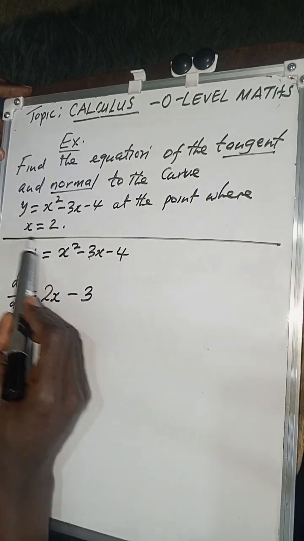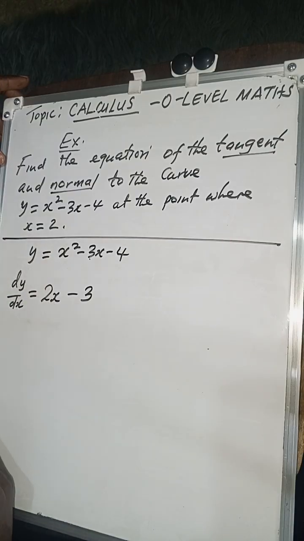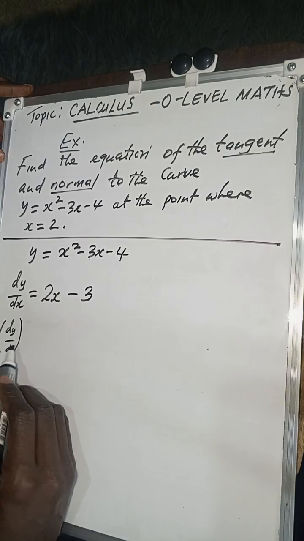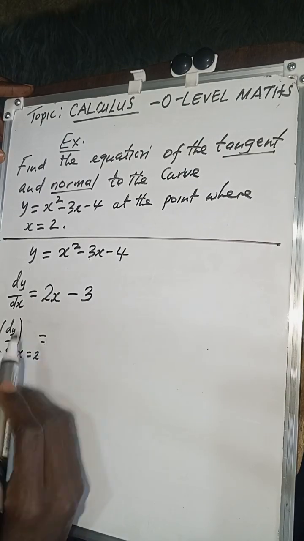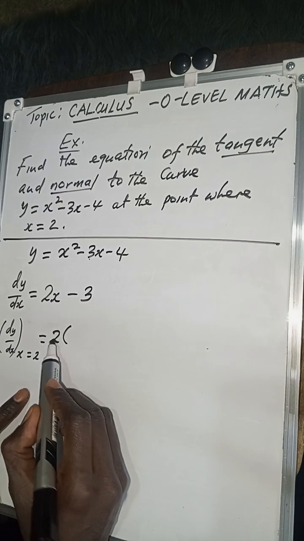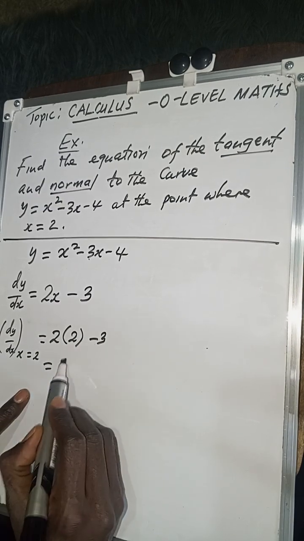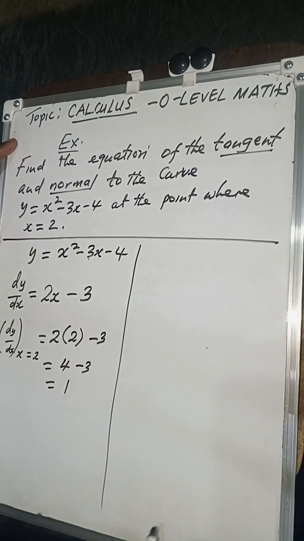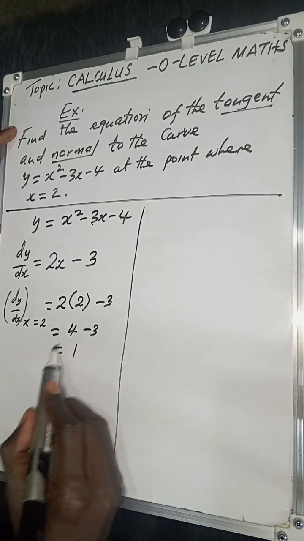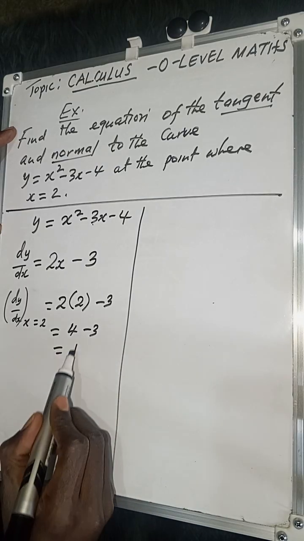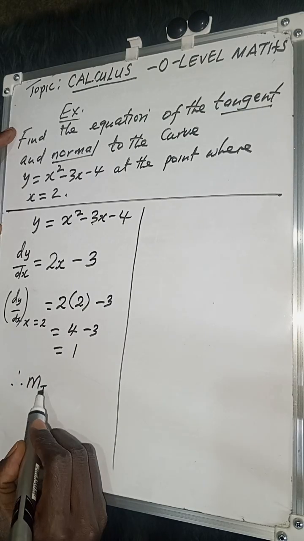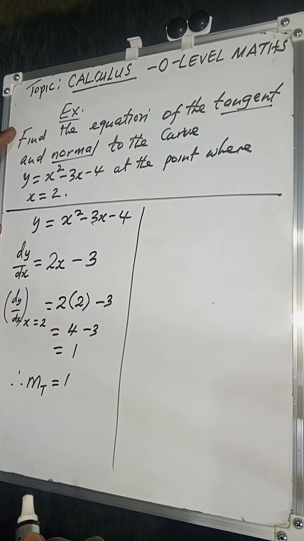Now remember, they told us we're at the point where x is equal to 2. So I'm going to find the gradient dy over dx. What is the gradient when x is equal to 2? What is the exact gradient? So we are going to replace there. It will be 2 times 2 minus 3. So that will give us 4 minus 3, which will give us a gradient of 1. So at that point, the gradient is equal to 1. The gradient that we have found there is simply the gradient of the tangent. Therefore, I'll say the gradient of the tangent is equal to 1. So that is what you need to remember there.